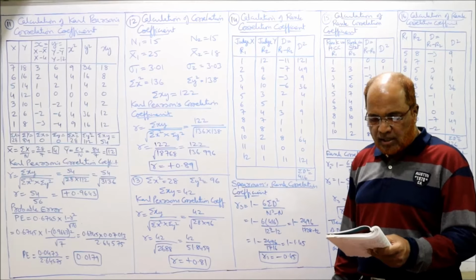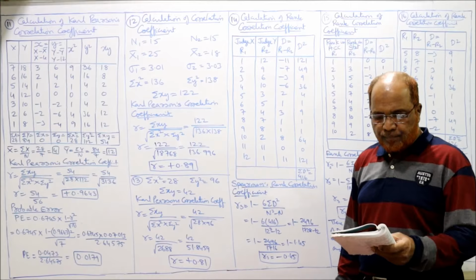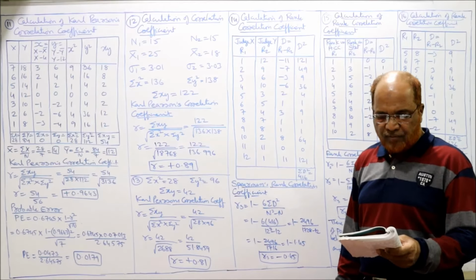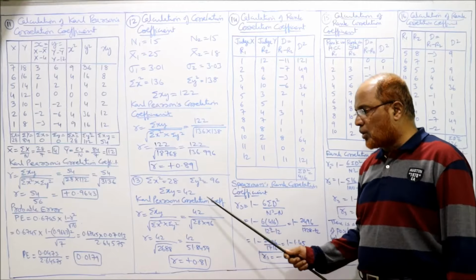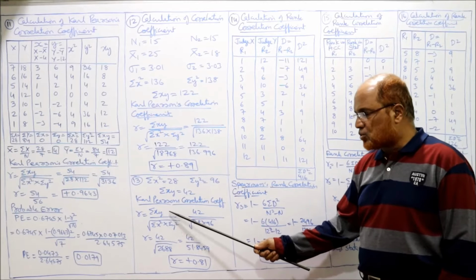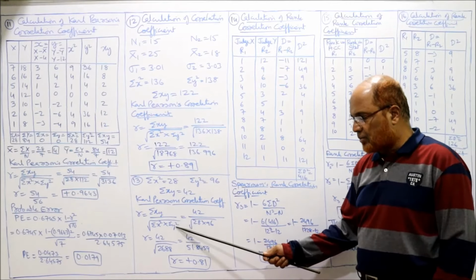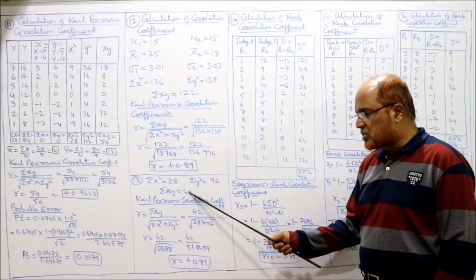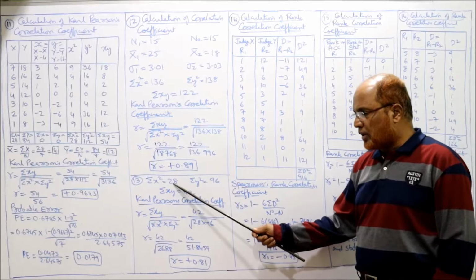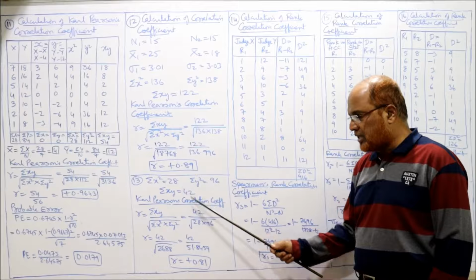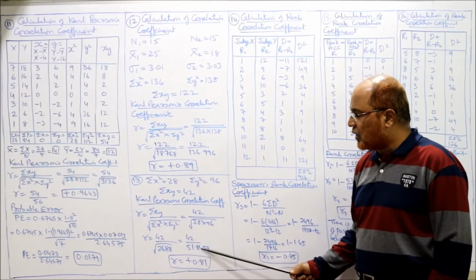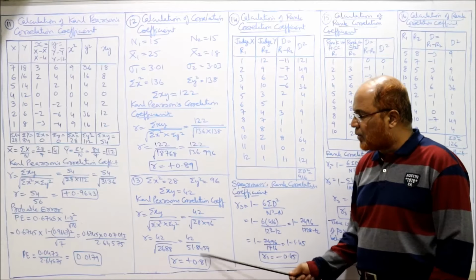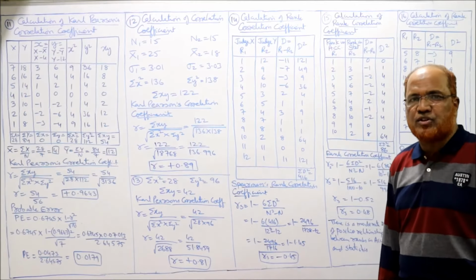What it is asking you, calculate the correlation coefficient. So Karl Pearson's correlation coefficient, summation xy divided by summation x square into summation y square under root. So xy is 42, and summation x square 28, summation y square 96. 28 into 96, you will get 2688, under root 51.8. So ultimately plus 0.81 is the correlation coefficient.